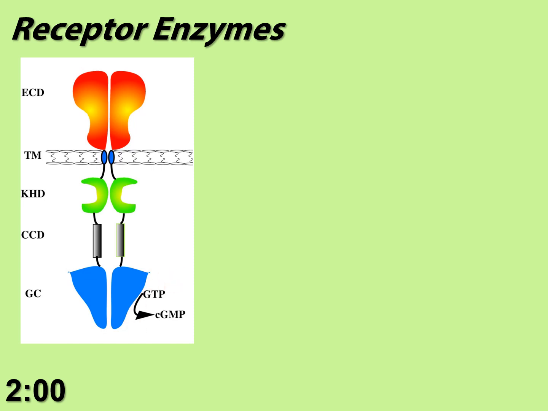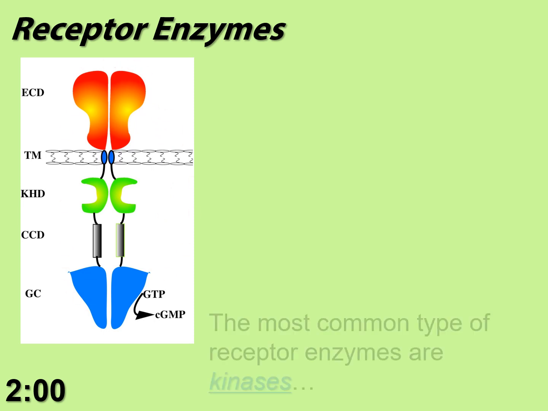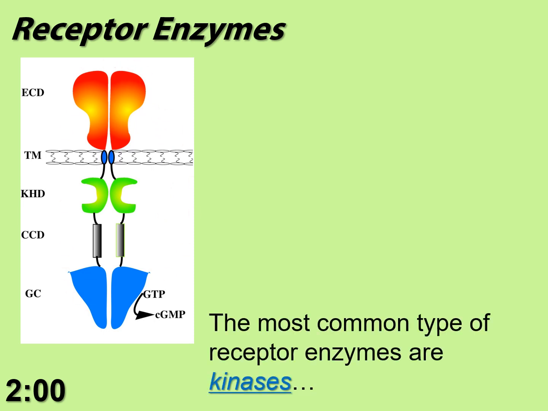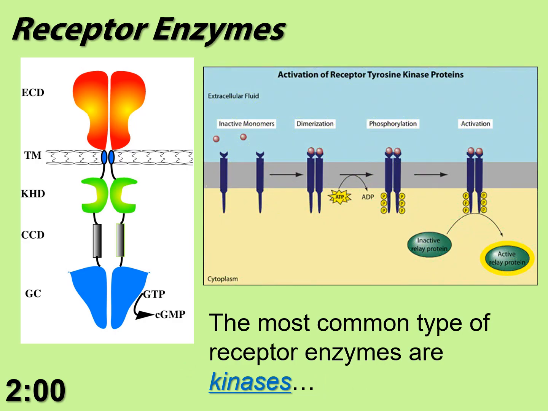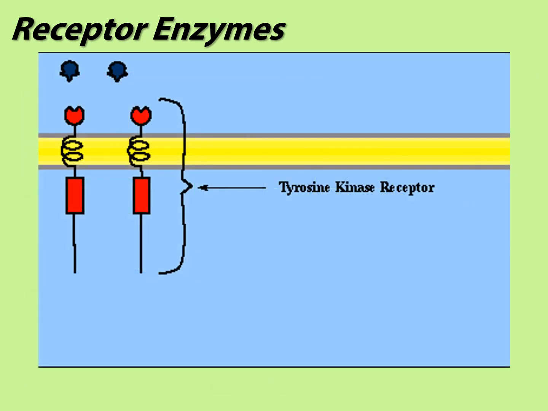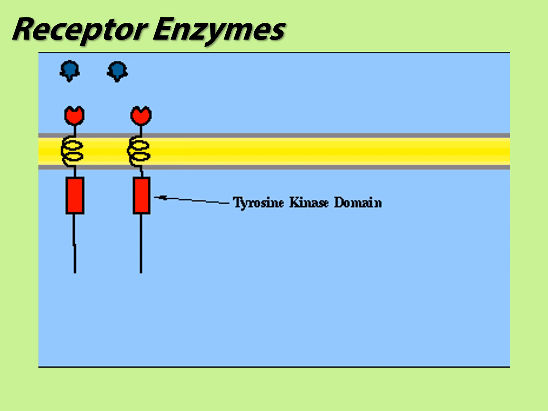This is a receptor enzyme that takes GTP and turns it into a circular molecule called cyclic GMP. That's what that lowercase c means. We're not going to talk a ton about these. Really where I want to go is what are called kinases. So kinases, what they do is when they're activated, they will phosphorylate proteins. So here's a classic receptor enzyme. We call this a tyrosine kinase receptor, and I'll explain what that means here in a little bit.